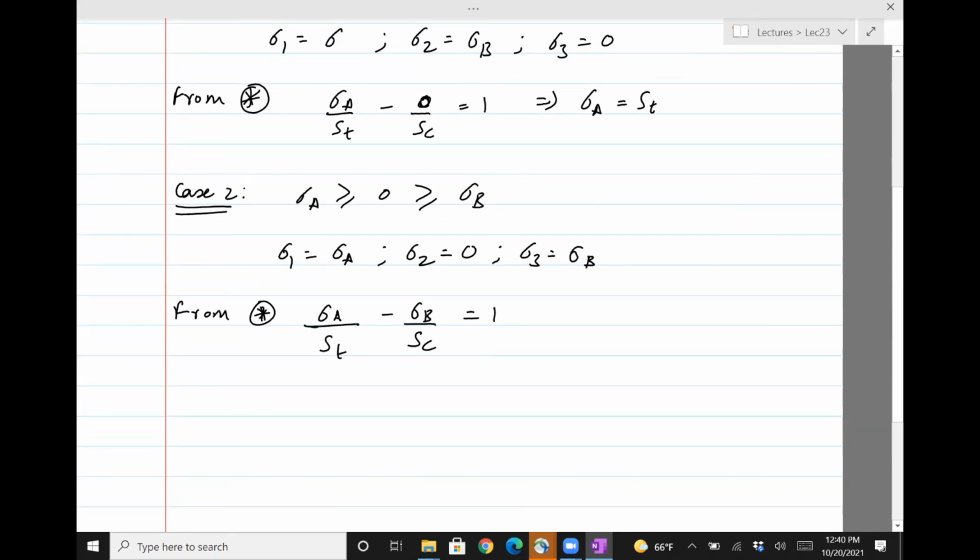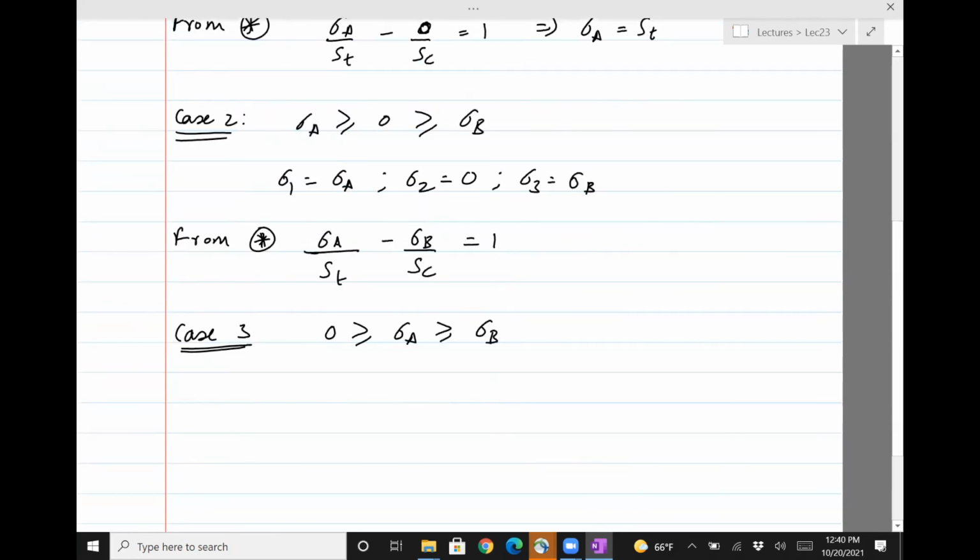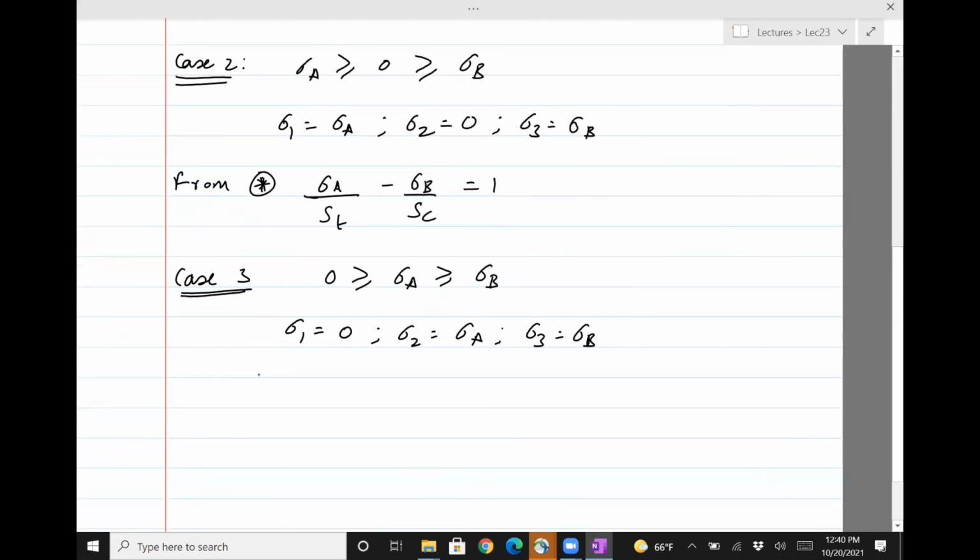So that is going to be our equation for case 2. And then the final case is that both these stresses are compressive. So sigma A is less than 0, sigma B is less than 0. So here we have sigma 1 equals 0, sigma 2 equals sigma A, sigma 3 equals sigma B. And so the equation from 3 would be 0 divided by ST minus sigma B divided by SC equal to 1, which means sigma B will be equal to minus SC.